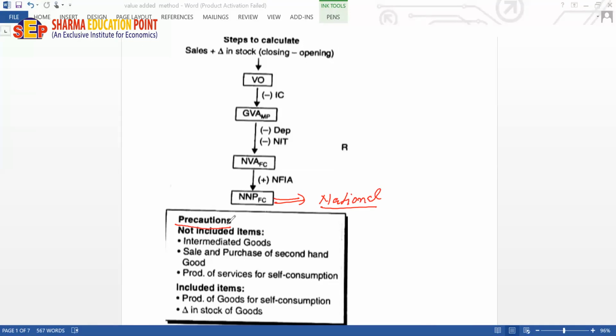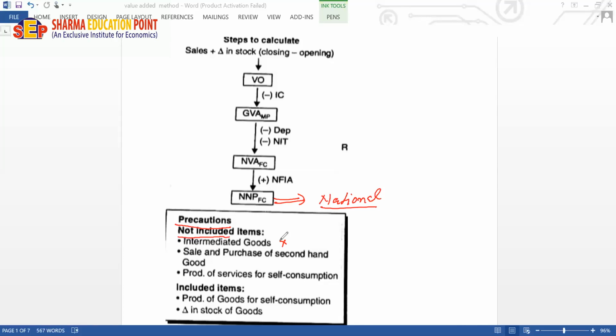The first precaution is that intermediate goods are not included items. So intermediate goods should not be included. You know what intermediate goods are? I have already told you that intermediate goods are those goods which are used by producers for the further production of goods and services during the production process only once. Point to be noted, only once. These all are intermediate goods. So intermediate goods must not be included in this method.